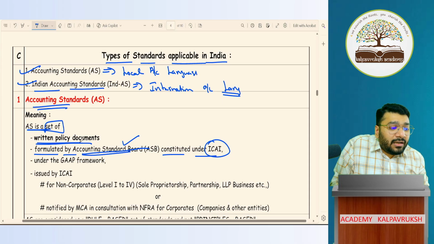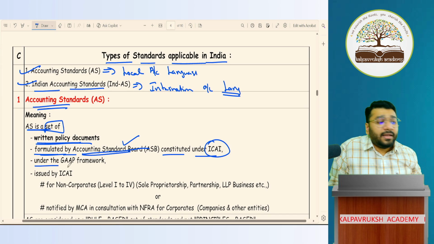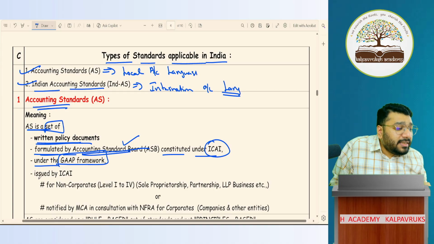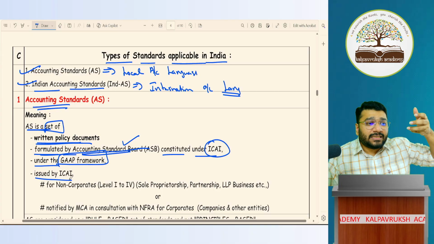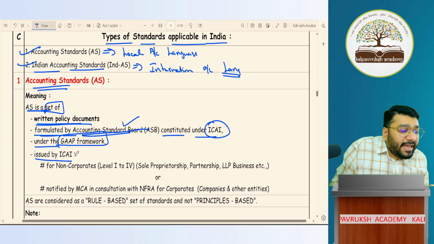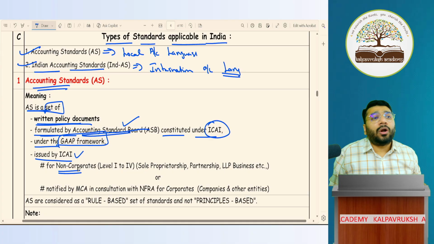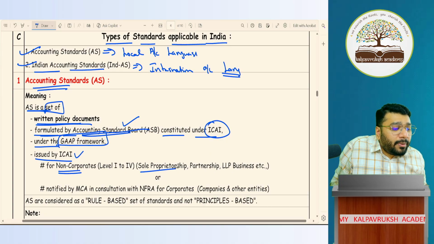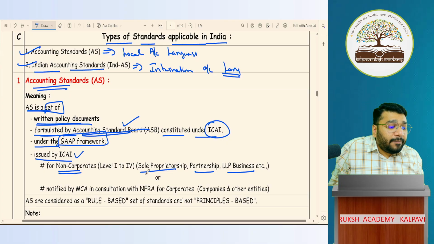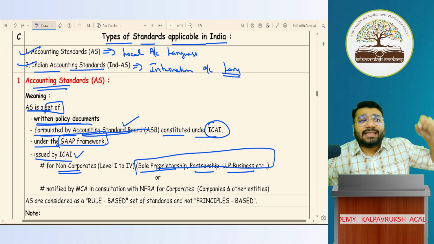So AS is a set of written policy documents formulated by ASB of ICAI under what framework? GAAP framework. This is the base on which the accounting standards are developed, and this is issued by ICAI. So it is formulated by ASB and finally issued by ICAI. Now, whatever AS is issued by ICAI, it is compulsory to follow if you are a non-corporate. Non-corporate means what? If you are a sole proprietorship concern or partnership concern or LLP business, you are called non-corporate. For these people, AS is required to be followed just if ICAI issues it.